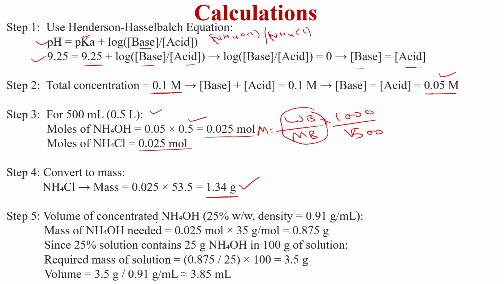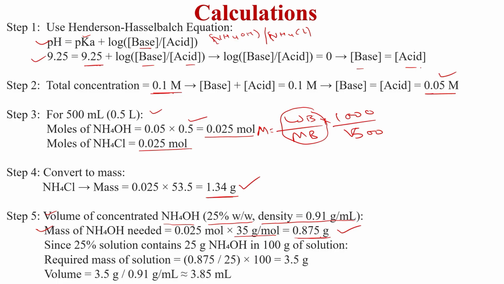Now coming to ammonium hydroxide, the solution given is 25% weight by weight, density is 0.91 gram per ml. So mass of ammonium hydroxide which is required here is 0.025 into 35 gram per mole, equal to 0.875 gram. Okay, so how much mass is required? That is 0.025 into molecular weight of ammonium hydroxide, which is 35, equal to 0.875 gram.